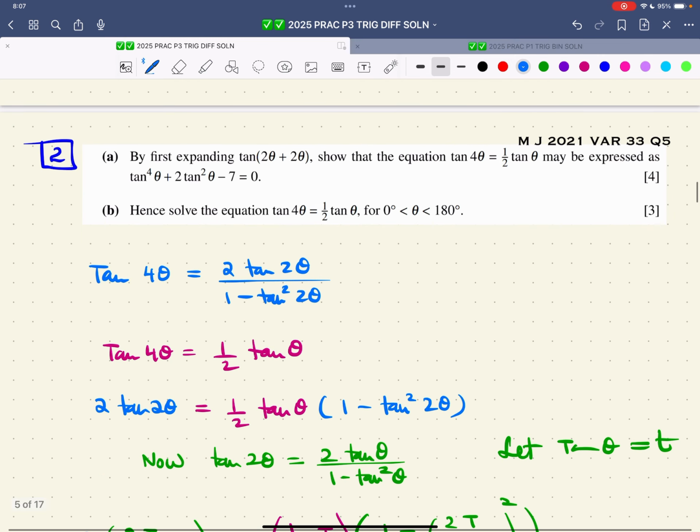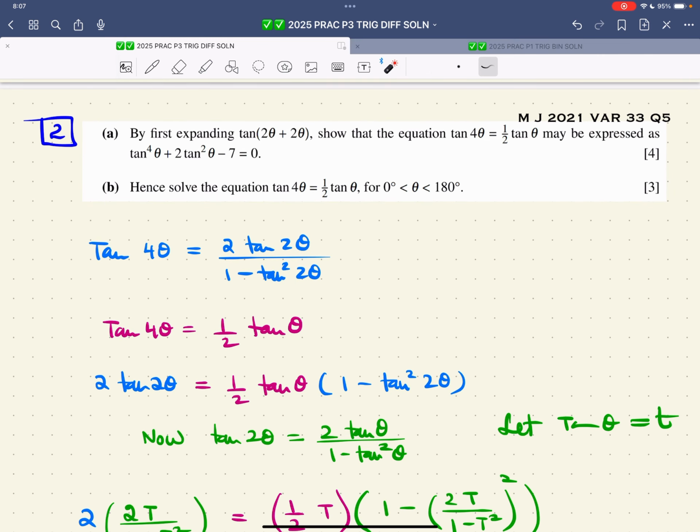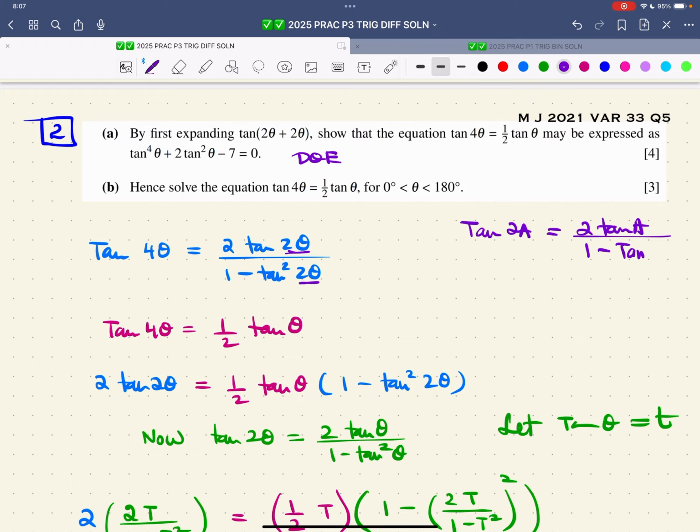Now it says by first expanding tan(2θ + 2θ), show that the equation may be expressed in this particular format. So now this is a question of a disguised quadratic equation. Tan 4θ can be written in terms of 2θ using the double angle. The official formula is tan 2A equals 2 tan A over 1 minus tan squared A. So now instead of A, what do we have? We have 2θ. And instead of 2A, we have 4θ.